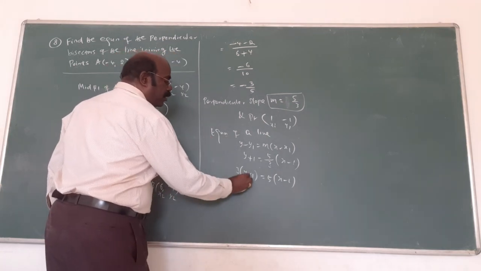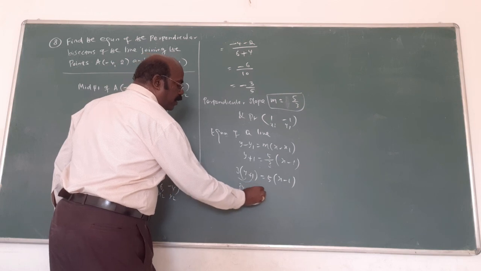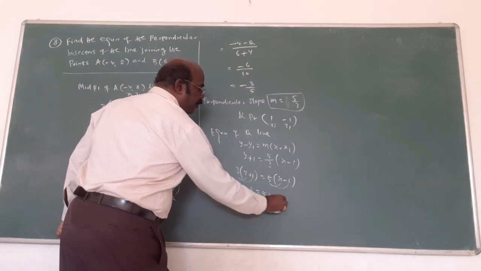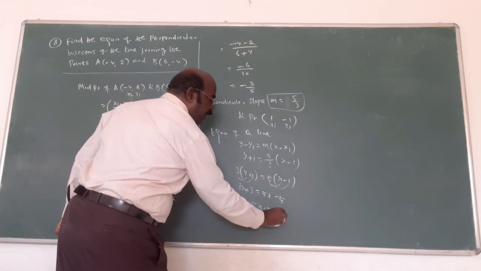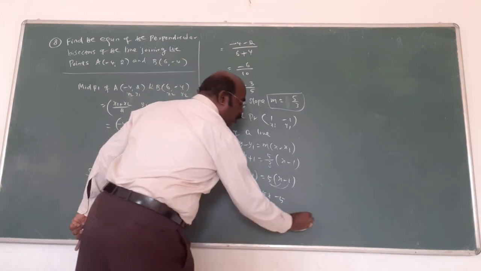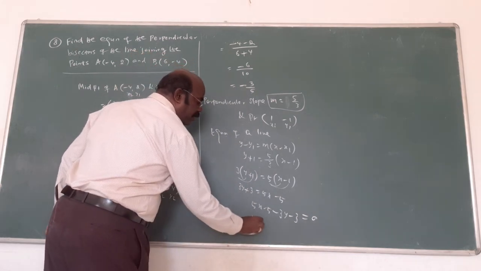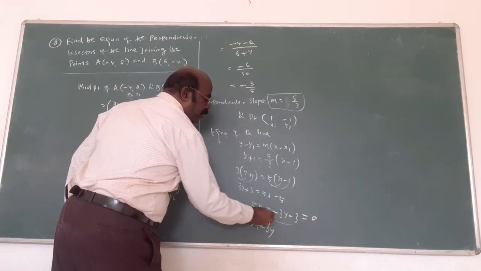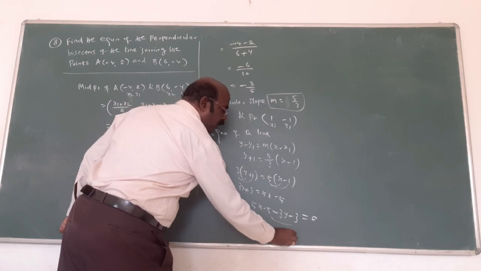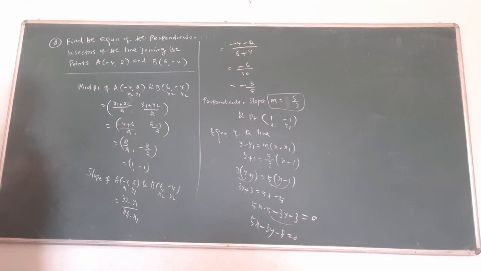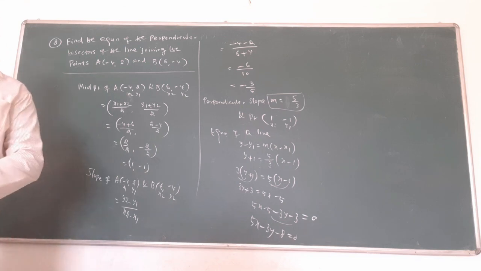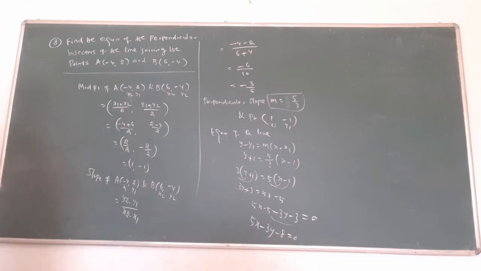Multiply: 3 into y plus 1 equals 5 into x minus 1. So 3y plus 3 equals 5x minus 5. Bring these two terms to this side: 5x minus 3y minus 5 minus 3, that is minus 8, equals 0. This is the equation of the perpendicular bisector. Five-mark question: from the question, perpendicular means the slope formula, bisector means using the midpoint. In this way you find it. That's all.